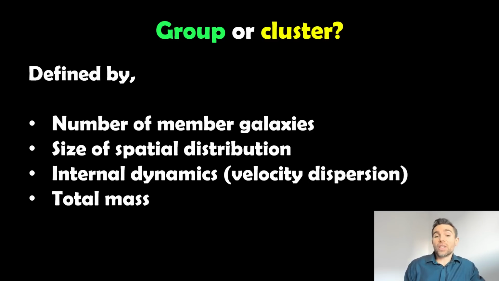We've also got the size of the spatial distribution, essentially the size of the group. So let's say we've got this group or cluster of galaxies. What sort of space is that covering? That could give us an indication as to which it is. Is it a group? Is it a cluster? We've also got internal dynamics, which will be like the velocity dispersion.